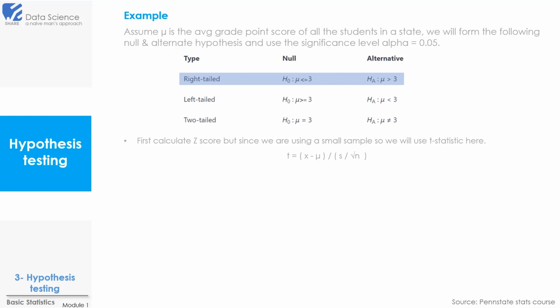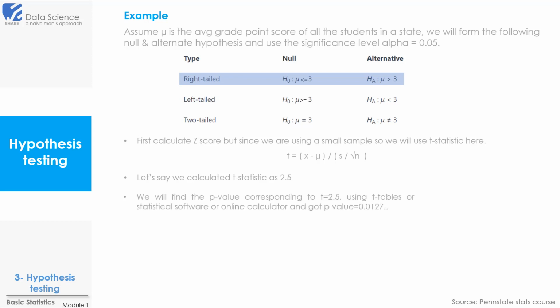Here X is the score, mu is the average score, S is standard deviation of the sample, and N is the sample size. Now this is only for demonstration purposes, so I'm not going to show the calculation. I'll just assume that we have calculated T statistic by using the above formula, and it is coming out to be 2.5. So it's a simple formula, you just have to plug in the values and you will get the T statistic. So let's proceed with the T value of 2.5.